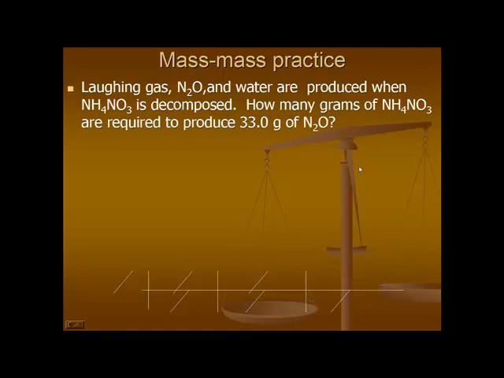We've got laughing gas, which is dinitrogen monoxide, and water produced when ammonium nitrate decomposes. We want to know how many grams of the NH4NO3 we need to get 33 grams of the N2O.